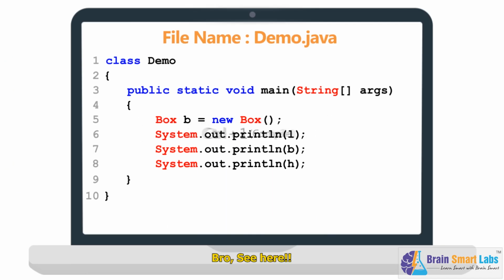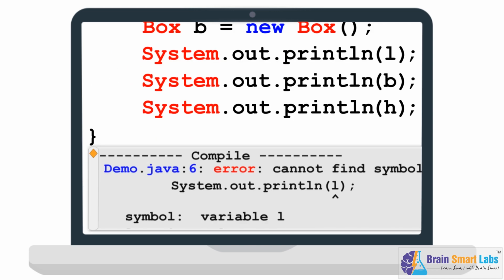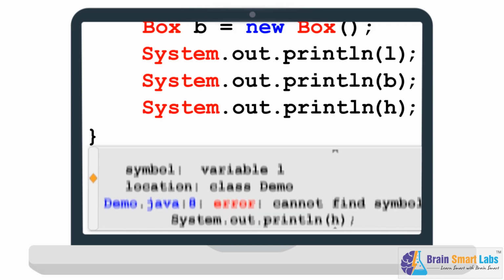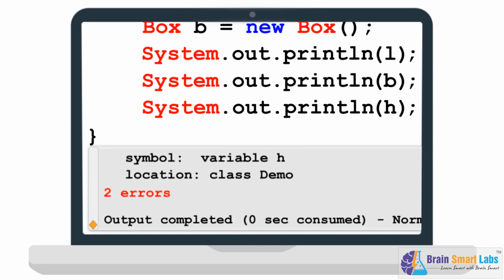Guru, look here. We are getting an error which says cannot find symbol. Wait. There are two more errors below. All are saying cannot find symbol. What does this cannot find symbol mean, Guru? It means variables L, B and H are not found inside your main method.